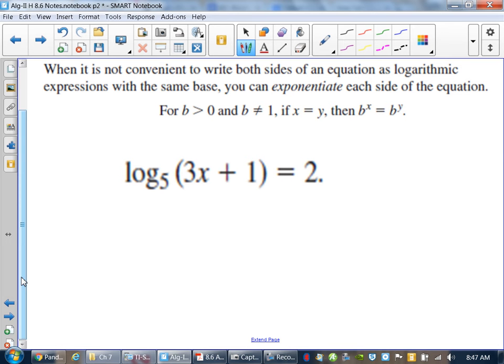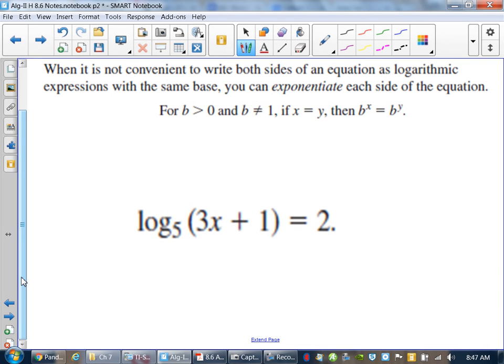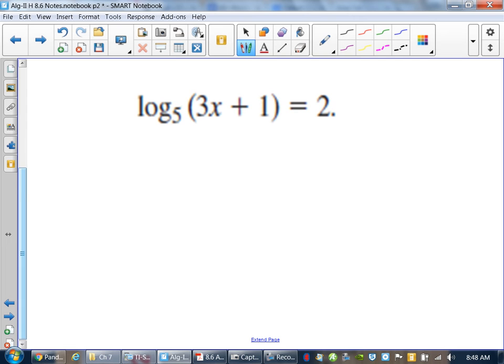So in this case, you want to be able to get the same base, because remember, if you get two values that have the same base, their exponents become equal. So what you want to do is create something to be able to undo things, okay? So how do you undo a log base 5? You exponentiate it. So if you exponentiate one side, you have to exponentiate the other.